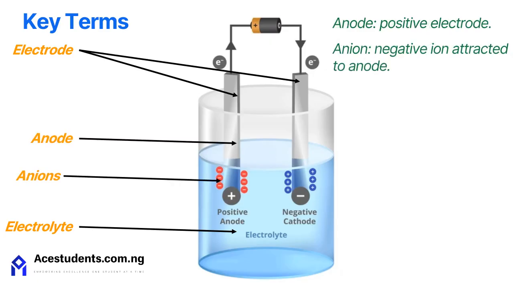The anode is the positive electrode. Anions, which are negative ions, are attracted to it. This is where oxidation happens.